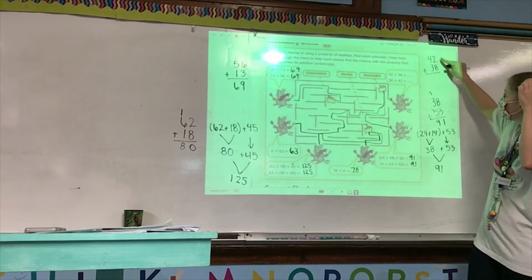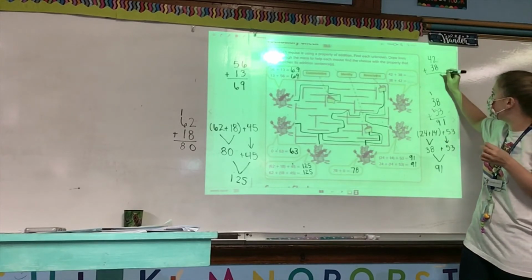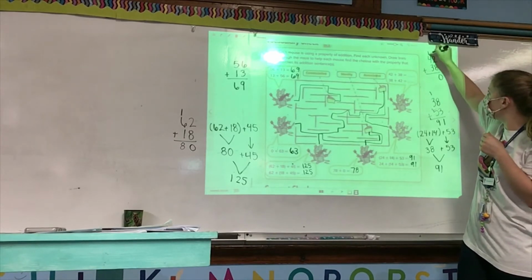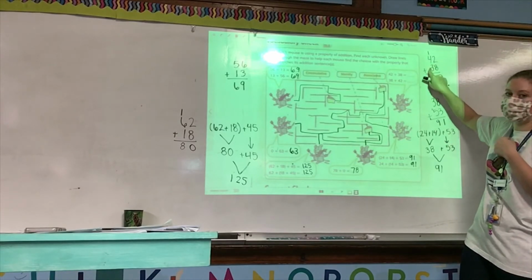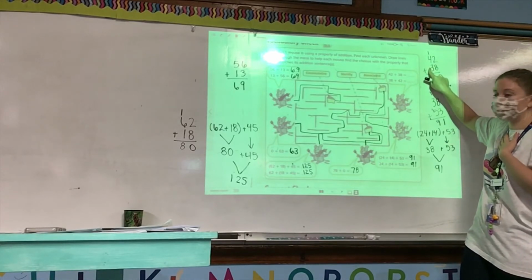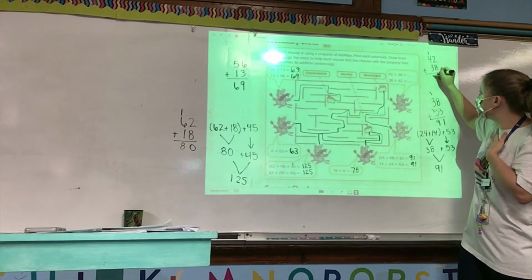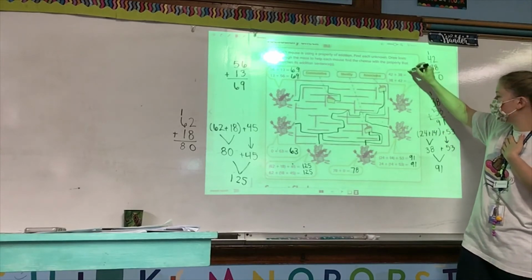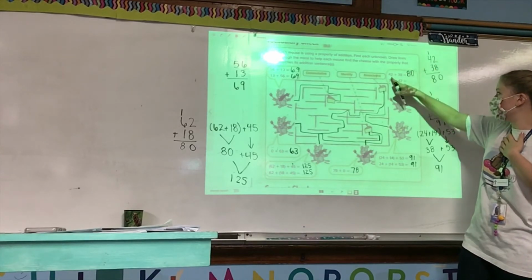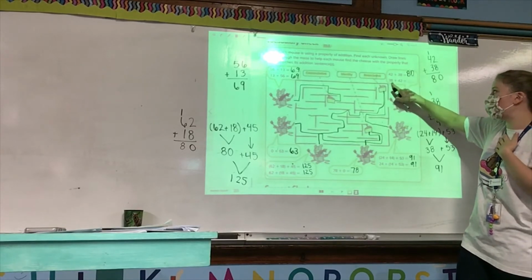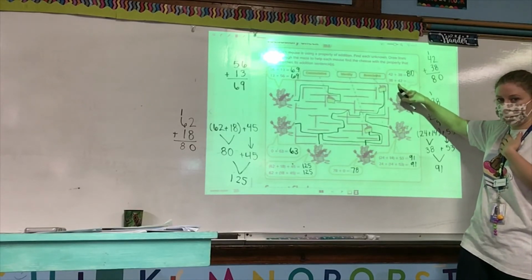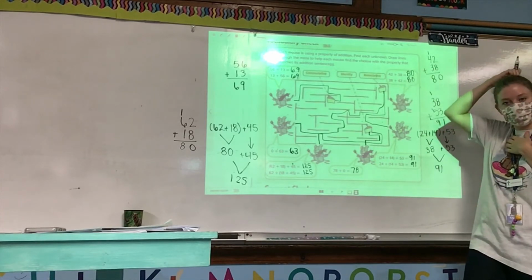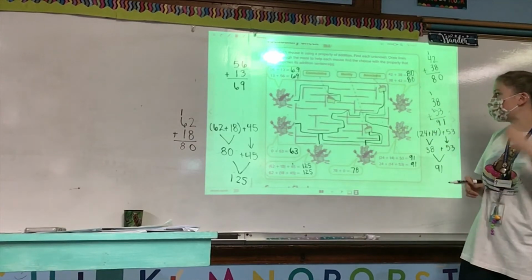So Smith, let's add the ones place. 2 plus 8 is? 10. Regroup the 1 to the tens place. 4 plus 3 is? 7. Plus 1 is? 8. So that means 42 plus 38 is? 80. Good. If 42 plus 38 is 80, that means 38 plus 42 also has to be? 80. Because we know no matter what order the addends are in, the answer is going to be the same because of which property?